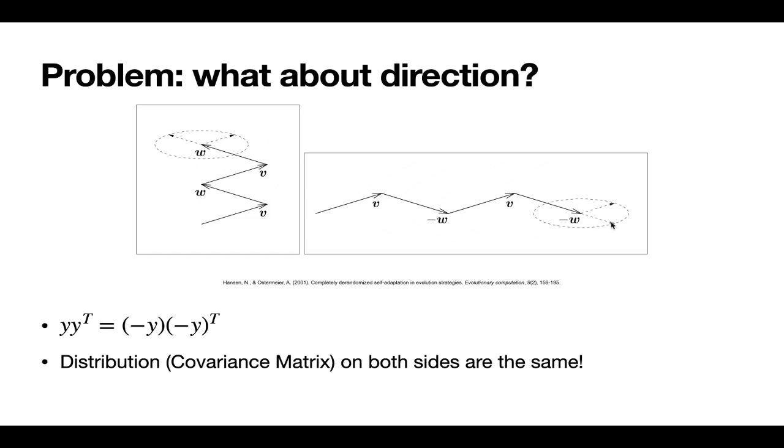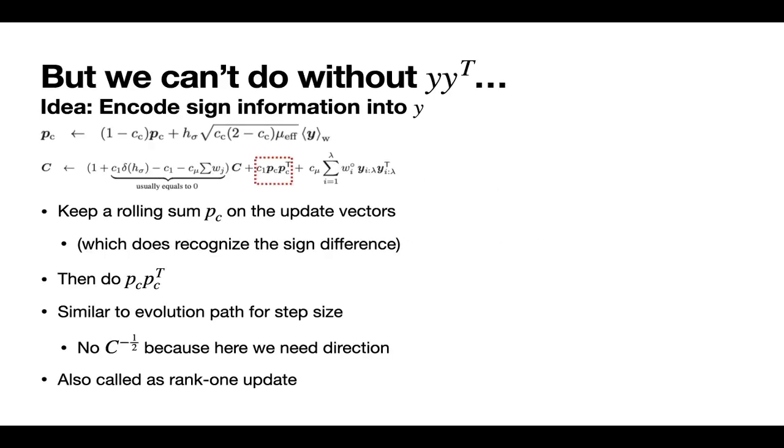both sequences. We want to correct this and somehow make the covariance matrix encode the directional information instead of ignoring it. However, we also know that the update for the covariance matrix has to involve this quote-unquote dot product square calculation, which is always going to be insensitive to sign. So what can we do in that case?